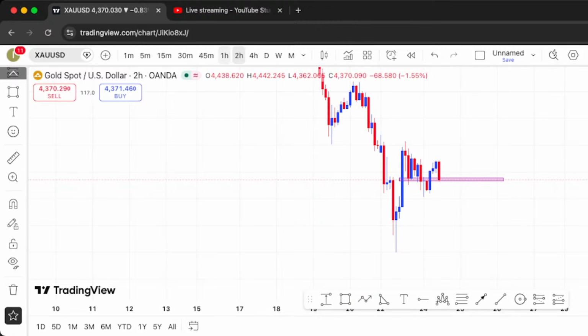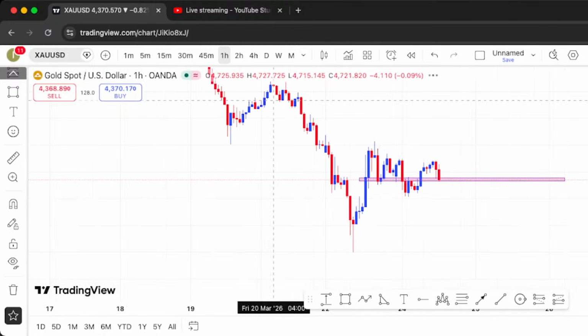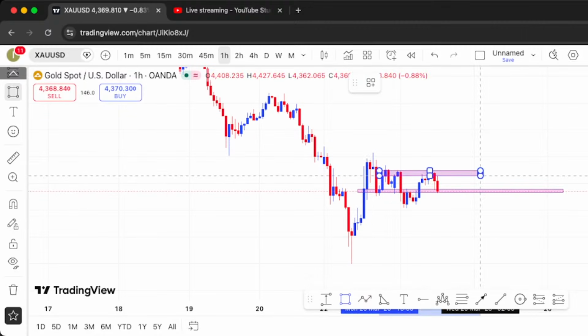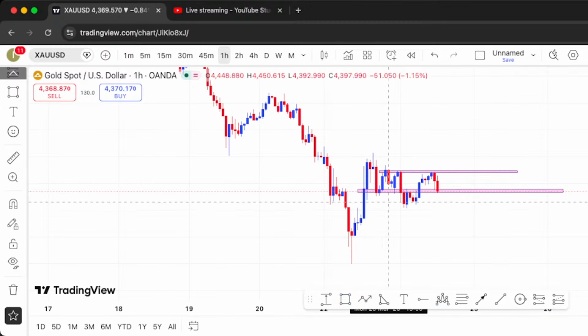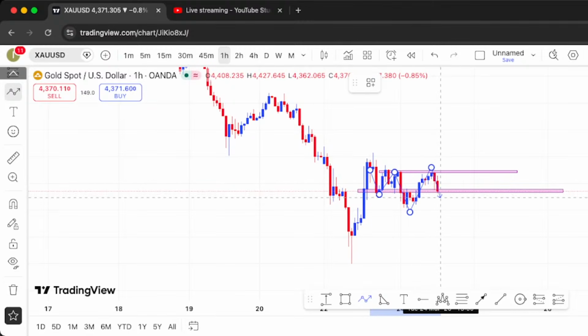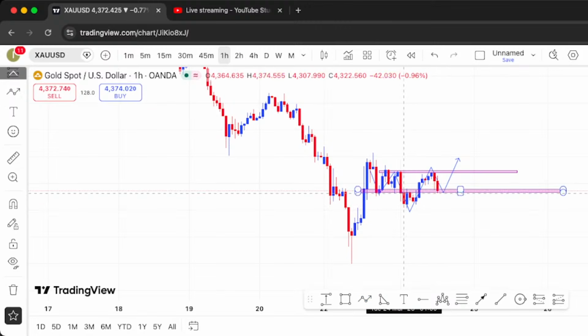It's kind of forming what we call an inverse head and shoulder pattern at this level. So we have a first touch, then we have a head at that area. Now we have another shoulder forming at this level for a possible buy opportunity here, because an inverse head and shoulder pattern shows a buy opportunity.